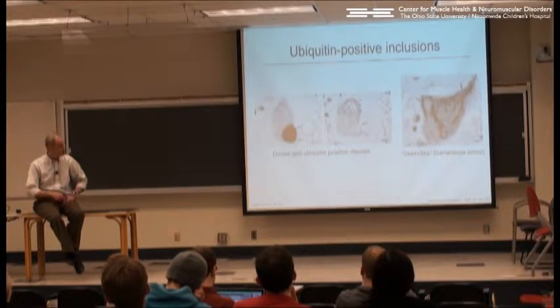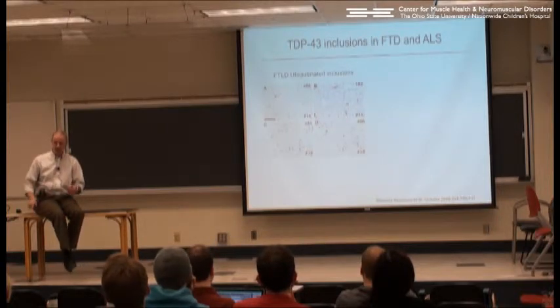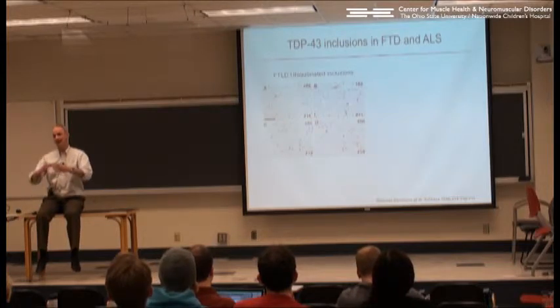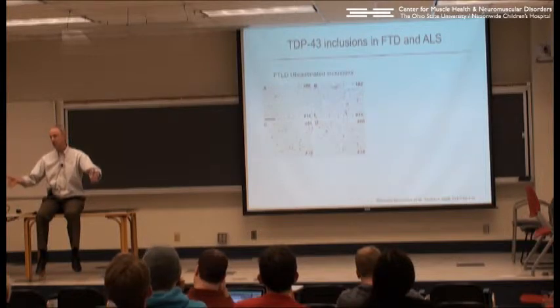until about 2006, when a group had, and this is literally how it happened, a group had a large number of pathological specimens in their freezer, and they were doing screening of antibodies to see what would colocalize with these different kinds of ubiquitin positive inclusions.